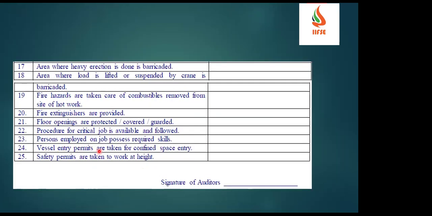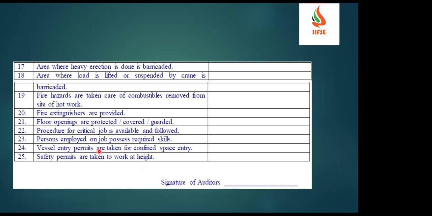The area where heavy erection is done has to be barricaded. The area where the load is lifted and suspended by the crane should also be barricaded. Fire hazards are taken care of by removing combustibles from the immediate vicinity of the site. So whenever we are doing hot work activity, the combustible material in and around has to be removed. Fire extinguishers have to be provided, and floor openings are protected and covered or guarded. The procedure for a critical job is available. Also, following procedure in the sense of JSA or any other hazard identification procedures are in place.